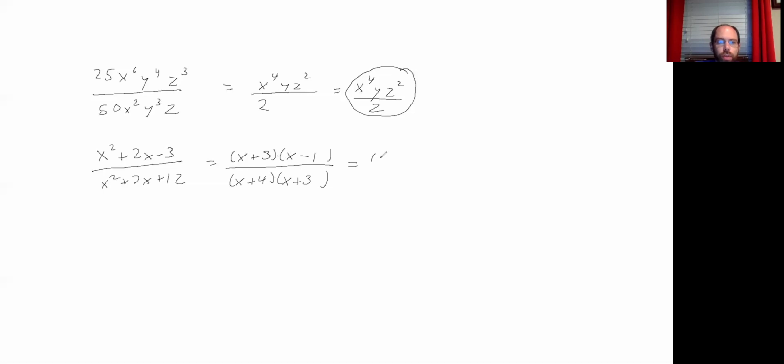So I could rewrite this as x plus 3 times x minus 1 over x plus 3 times x plus 4. Notice all I did was I reversed the order of those, and I can do that because it's commutative. Now these cancel each other out, and therefore this is just x minus 1 over x plus 4. And this would be our answer right here.